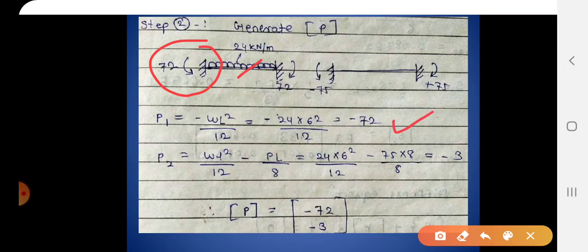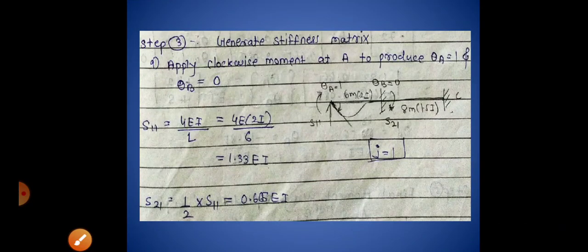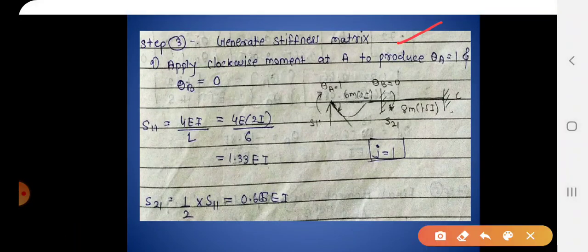Then P2 will be the total fixed end moment at B. So this will be plus WL square by 12 and minus PL by 8, minus 3. So we have derived the P matrix: minus 72, minus 3. Now go to step 3, generate the stiffness matrix.